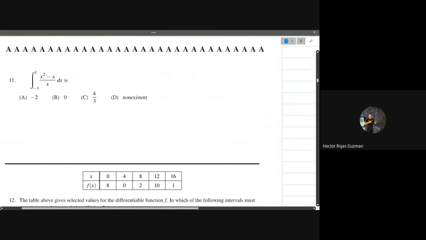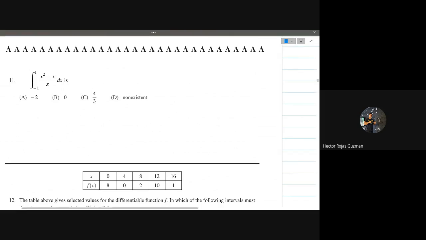Okay, now this integral. This integral looks a little complicated because it's a quotient, right? You might be automatically thinking, oh, I got to do u sub. Or maybe there's a derivative that I know. But you don't have to do any of those things. The best thing to do for this problem is to simplify.